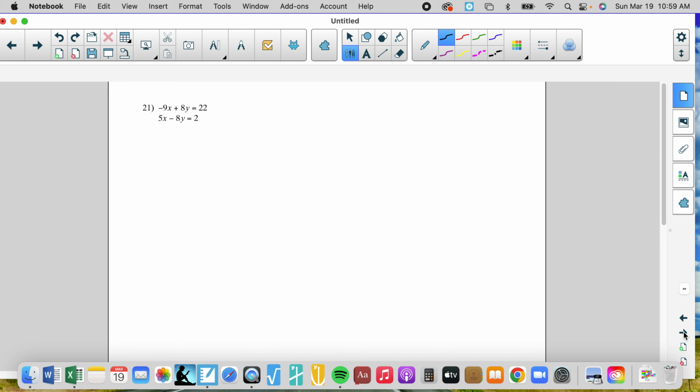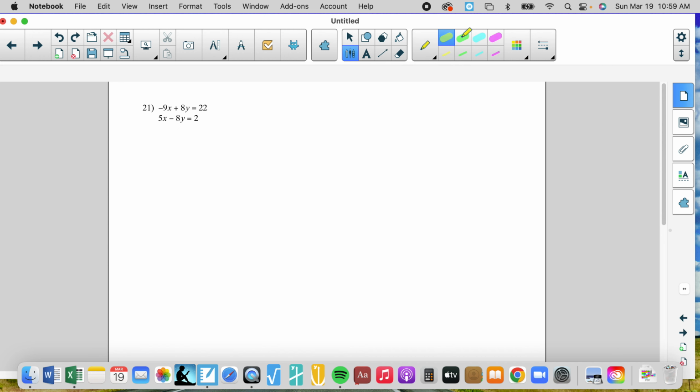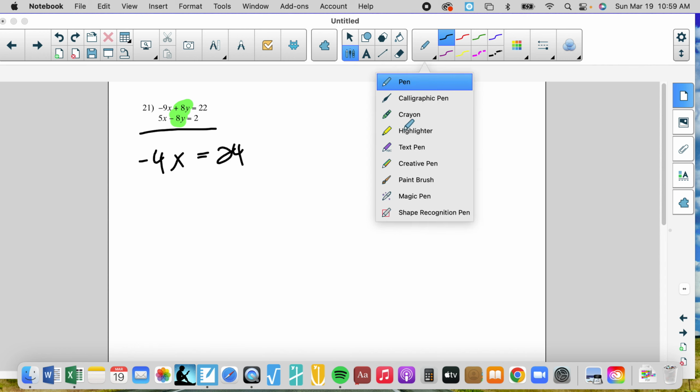All right, so find out which one cancels. I see my y's cancel again. Positive 8y, negative 8y. I like that. That would lead me to use the elimination or the addition method. It's called elimination because it eliminates one of the variables. We get -4x equals 24. We're adding the columns up.